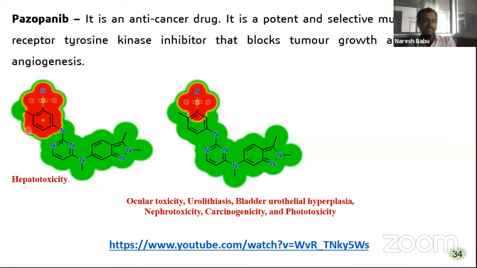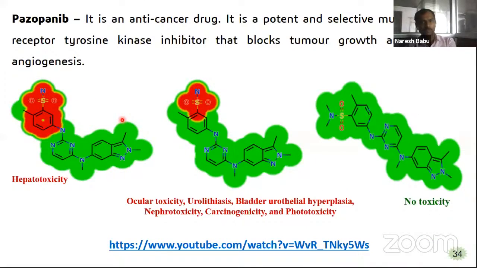So the red color indicates the responsibility of the functional group, scaffold, or moiety for the toxicity. One option we have in this software is to apply bioisosterism. By modifying your structure, we can again predict whether the toxicity is increasing or decreasing. By applying bioisosteric studies, we can modify the structure and find out.